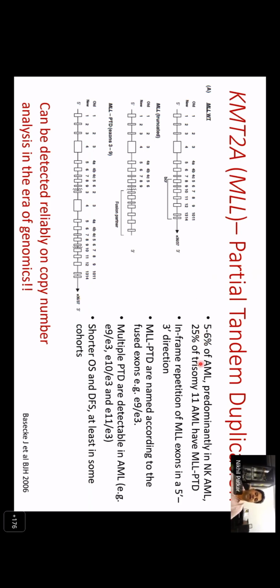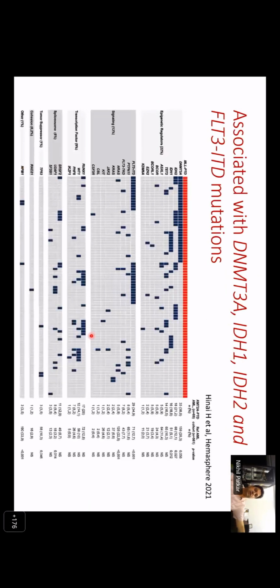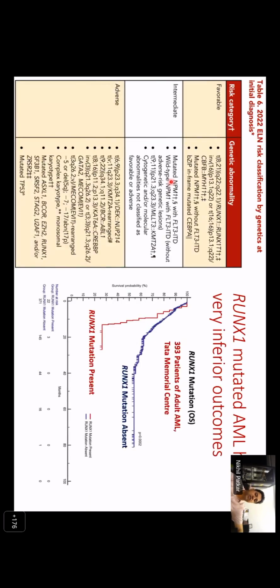It occurs in 5 to 6% of AML, especially in normal karyotype AML. A quarter of patients with trisomy 11 have partial tandem duplications, and these patients have a shorter overall survival and disease-free survival. These are associated with DNMT3A, IDH2, and IDH1 mutations, and in at least some cohorts they are associated with inferior outcomes. Now, how do we treat AML?